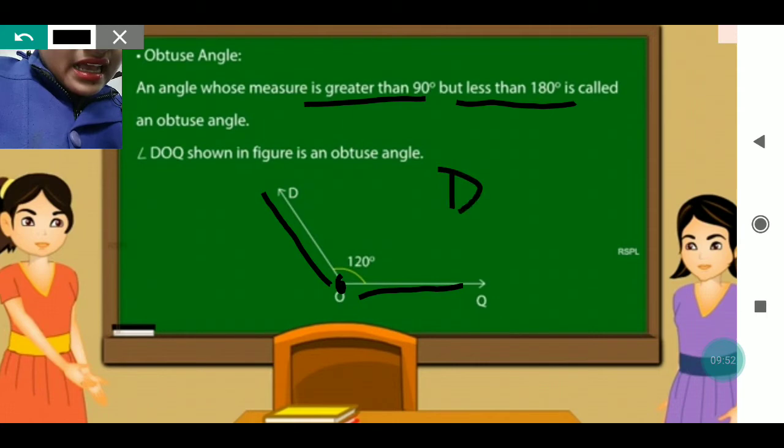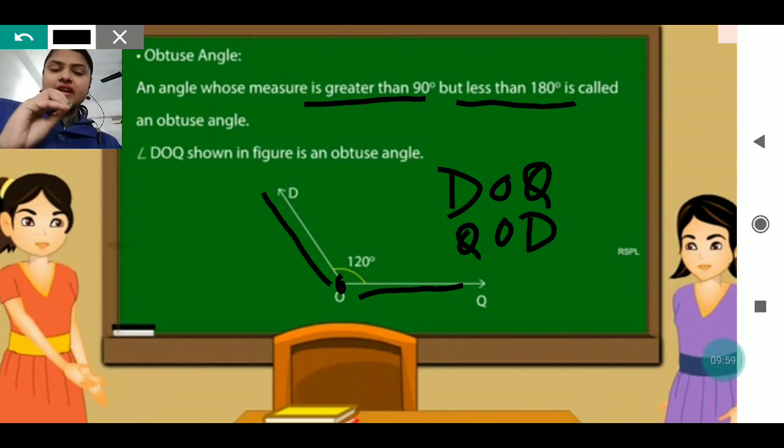You can write this as DOQ, or you can write it as QOD. Okay, the O is in the middle. And when we measure that angle, we get 120 degrees, and it means that it is less than 180 and more than 90. So it can be considered an obtuse angle.